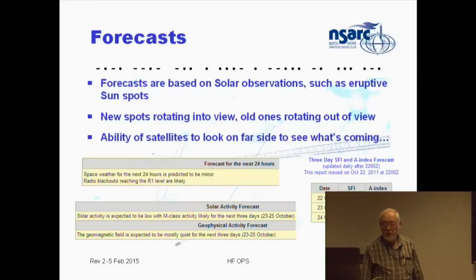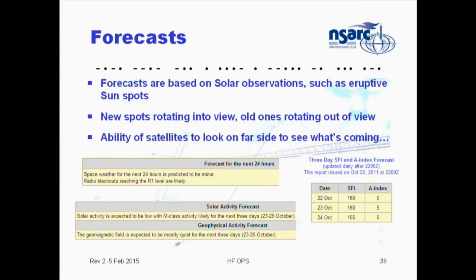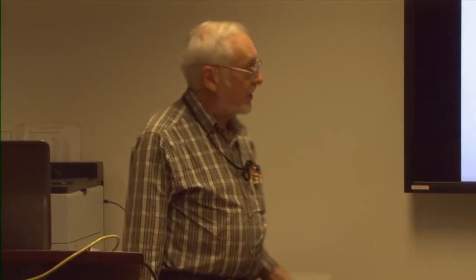And from all these indices, they do forecasts on the same page, Bob. They do the forecast there. Then they'll say space weather for the next 24 hours is predicted to be minor, blackouts reaching R1, don't worry. Solar flare, M class, geomagnetic field is mostly quiet. So this is how they're talking about the space weather. Things are quiet or stormy or whatever. But that's what it's all about.